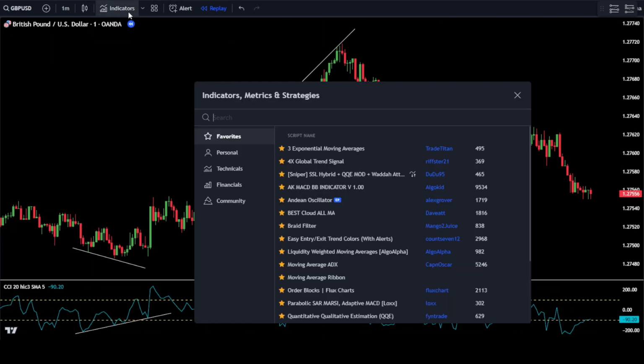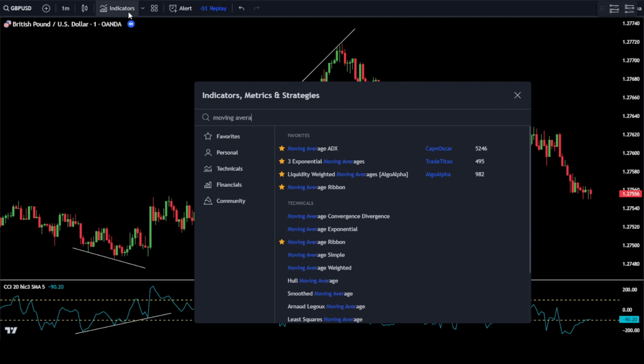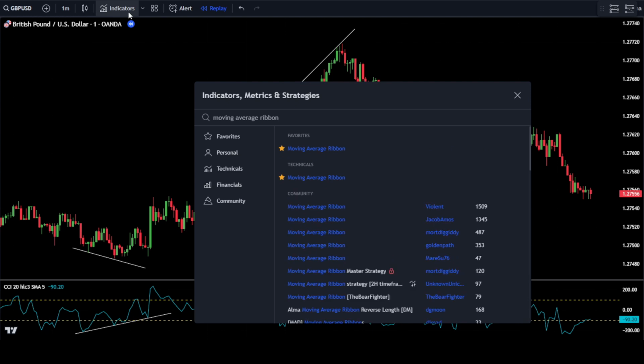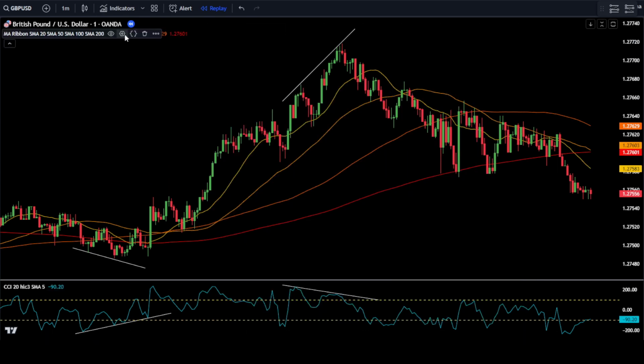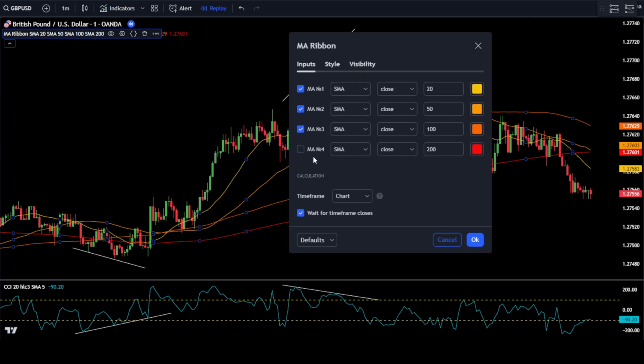Go to the Indicators Search tab and then type Moving Average ribbon. After that, just select the default Moving Average ribbon. Then go to the Moving Average ribbon indicator settings. In the Input tab, uncheck the box for EMA number 4. Then change EMA number 1 to EMA and set the EMA length to 5.